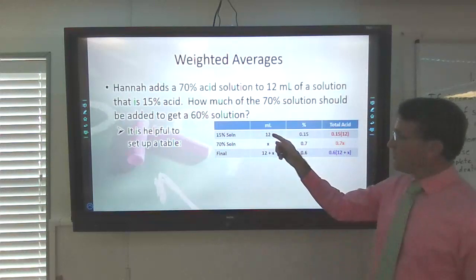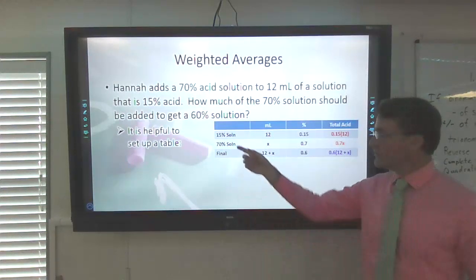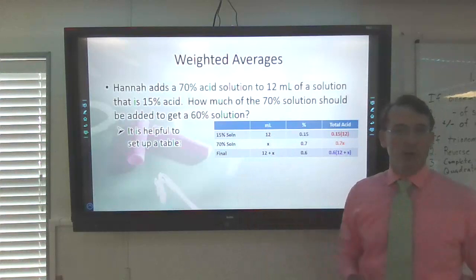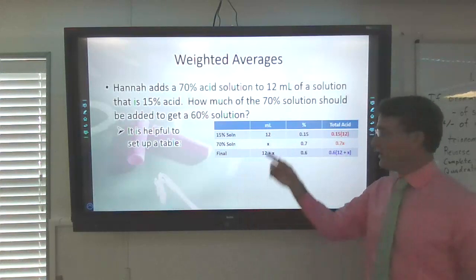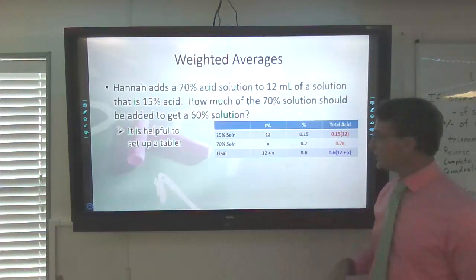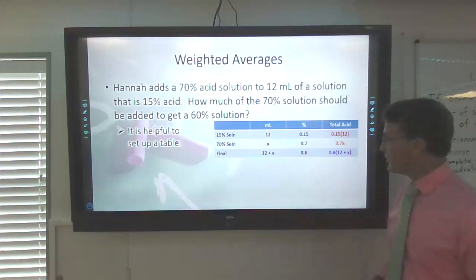If I take the 12 milliliters and I add more amount of a 70% solution to that 12 milliliters, that means my volume is going to go up. Instead of being 12, if I added 50 milliliters, then that means I would have 62 milliliters when I'm done. So I'm adding those two numbers together. I want a 60% solution, so I put 0.6 right here.